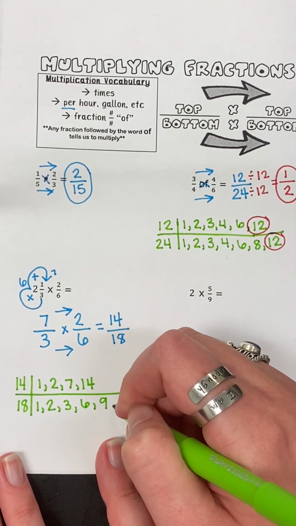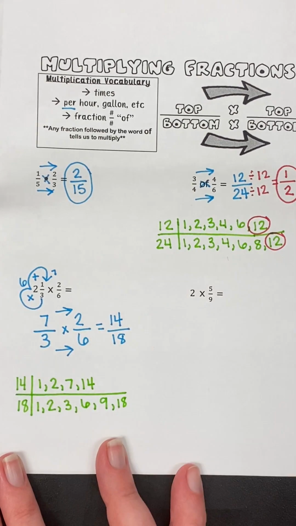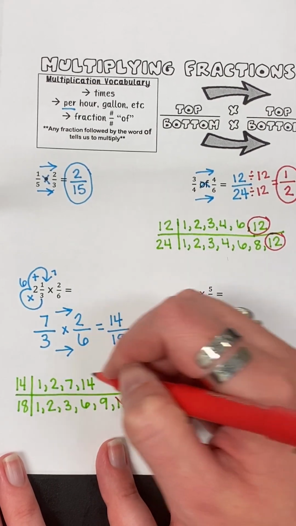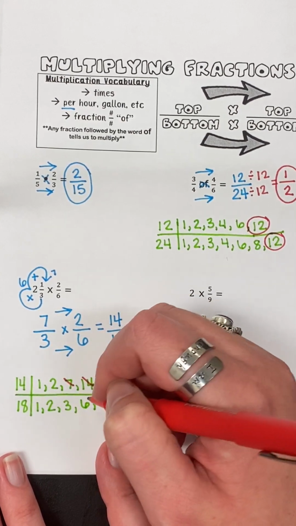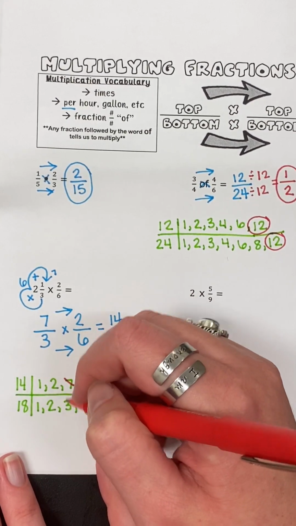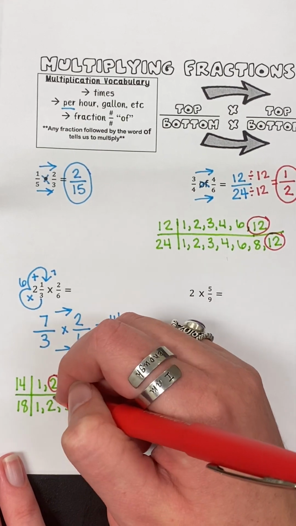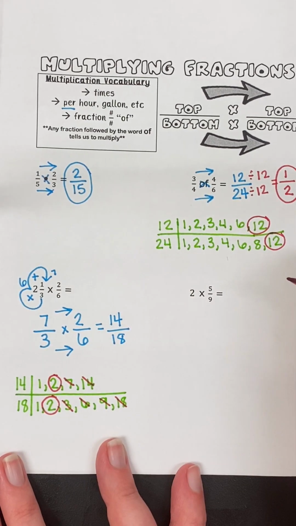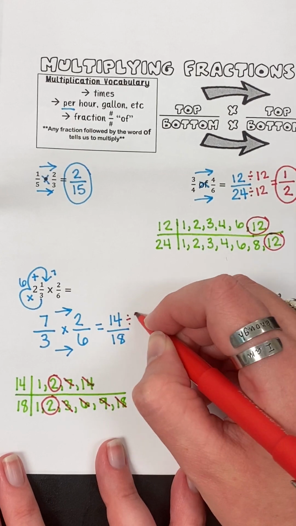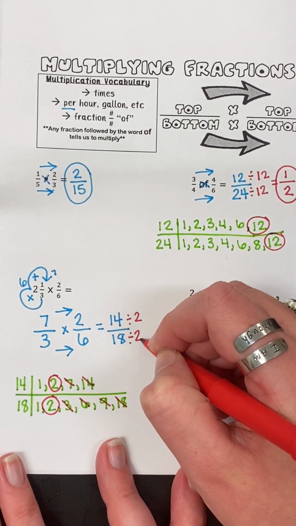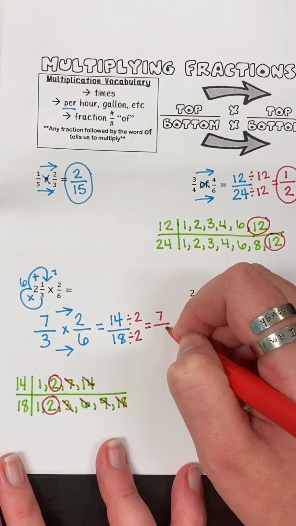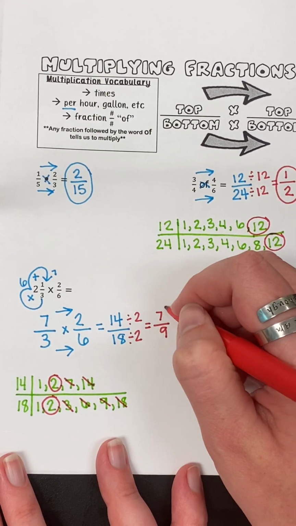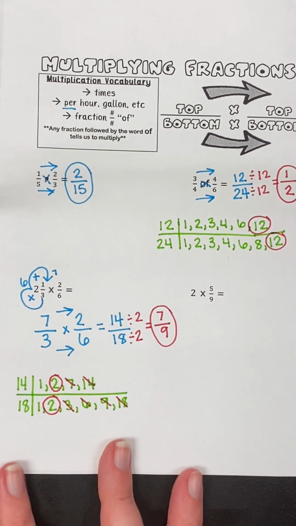Okay. And then I know the next one is 18. So again, I want the biggest number that's the same. So 18, 14, no, there's no 9, there's no 7, there's no 6. They both don't have 3. So the biggest number I have the same is 2. So that means I go up here and divide both of them by 2. 14 divided by 2 is 7, and 18 divided by 2 is 9. Can't be done anymore, so that is our answer.